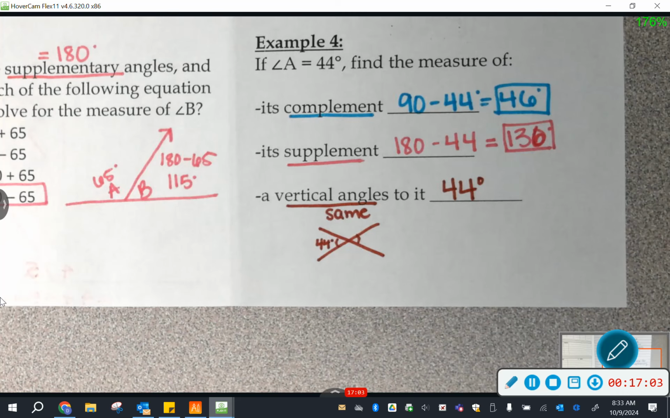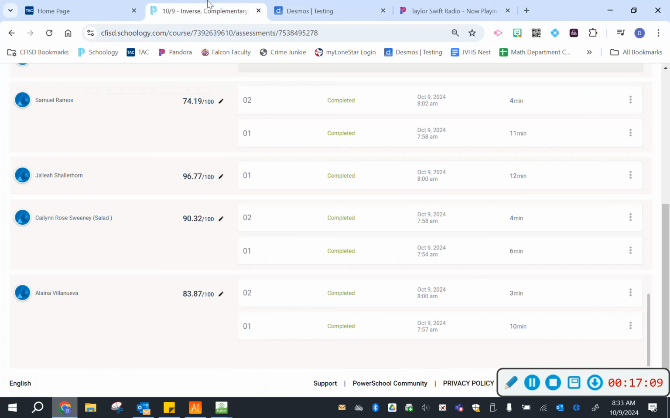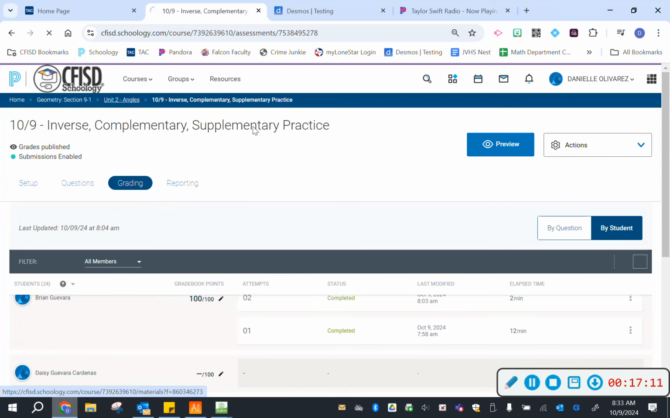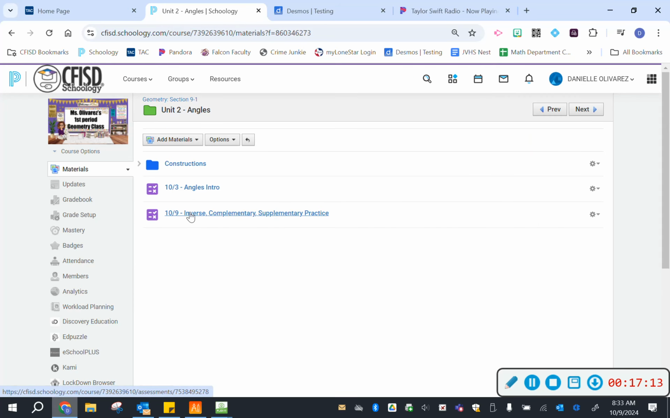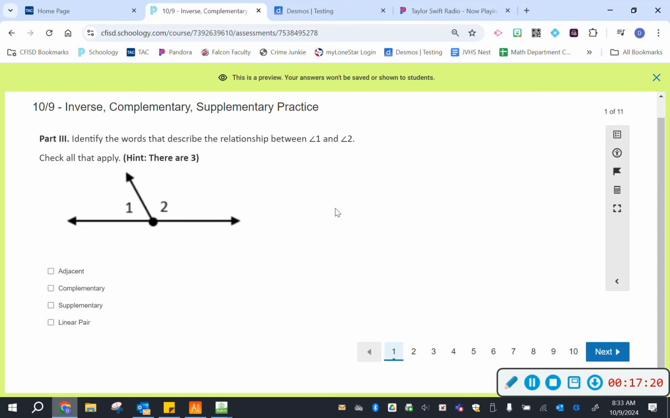We are going to glue this into our notebook real quick. I need everybody to look up, please. You are going to be doing this inverse complementary supplementary practice. And when you do this practice, you're going to have some questions.